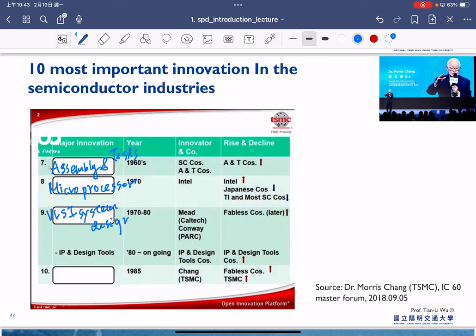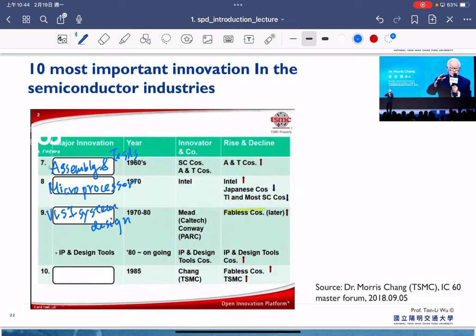So VLSI means very large scale IC, and then we need to start to have VLSI system design. And it was at this moment that we started to have fabless companies. A fabless company purely focuses on IC design. After they design, they request help from semiconductor manufacturing companies like TSMC, UMC, and so on, to dedicate to the chip manufacturing.